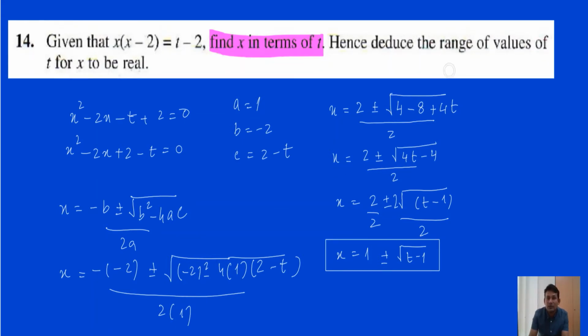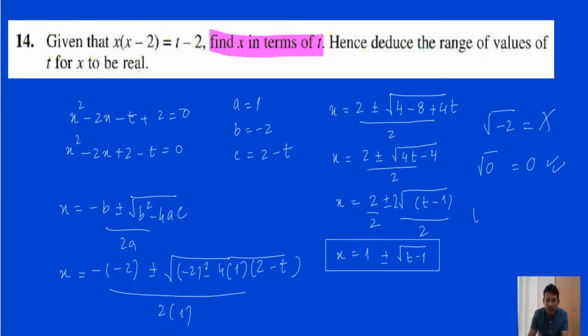Now, hence, reduce the range of the values of t for x to be real. If you want to make x a real value, just consider plus 1. This is 1 plus minus. If you think your result under root, can you get the under root value negative, minus 2? Not possible. Can you have the value root 0? Yeah, it's possible. It means the value of root can be 0. It cannot be negative because negative means it's not possible.